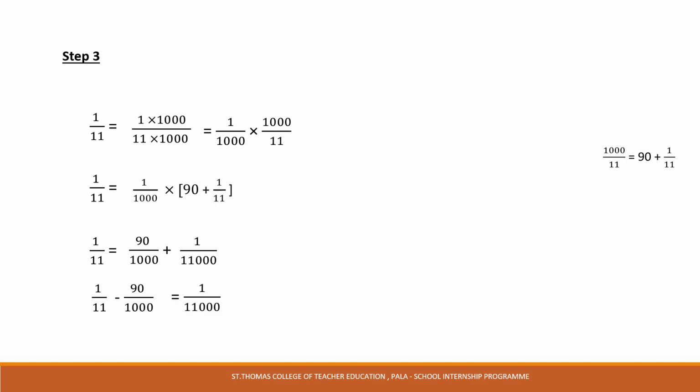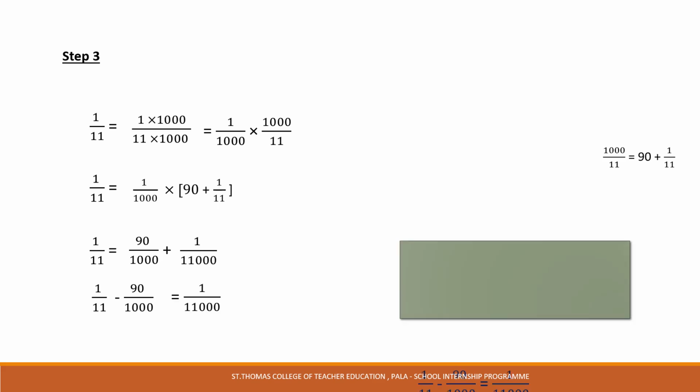And on rearranging, we get an equation after step 3 as 1 by 11 minus 90 by 1000 equal to 1 by 11,000 and we consider it as equation number 3. So, if you are not getting the decimal form, then you can go to more and more steps. Here we are doing step 4 also. So, tell me the first step.